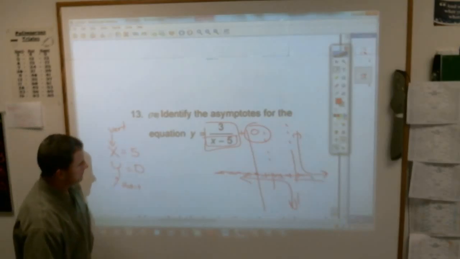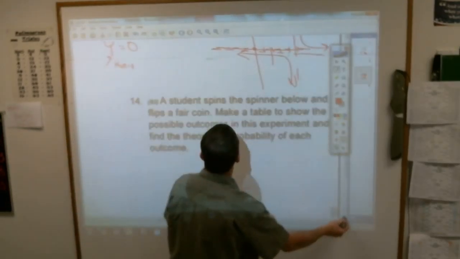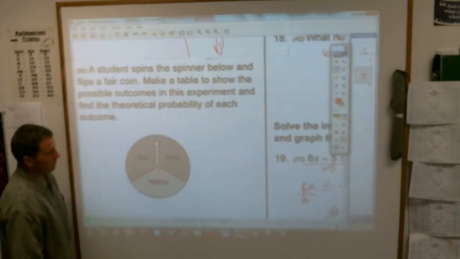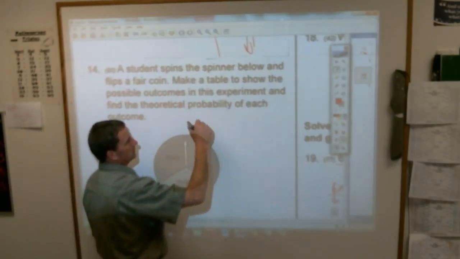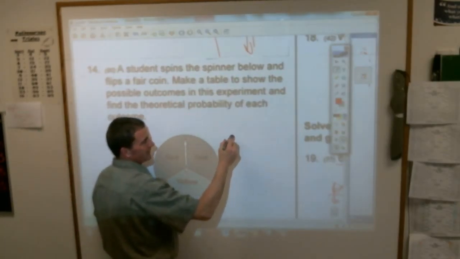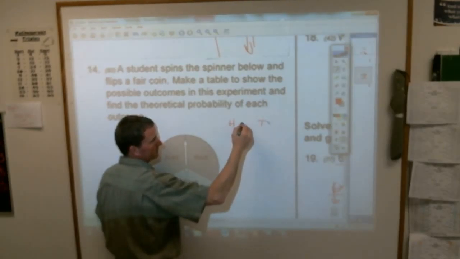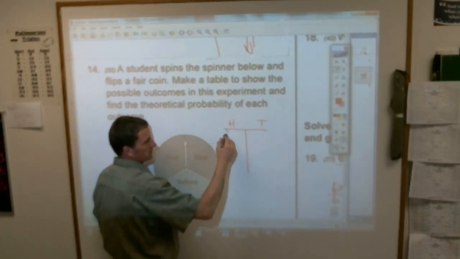Edward, 14. Lucky number 14. Yeah, and they said make a table. That's a pretty simple little thing to do. You're flipping a coin, so that's one side of the table. You have a heads and a tail. Doesn't matter which way you do this.